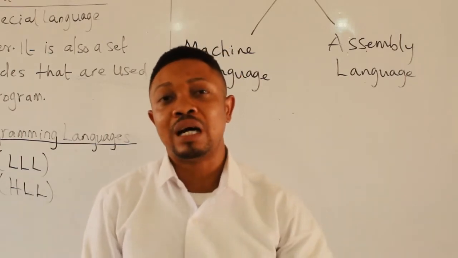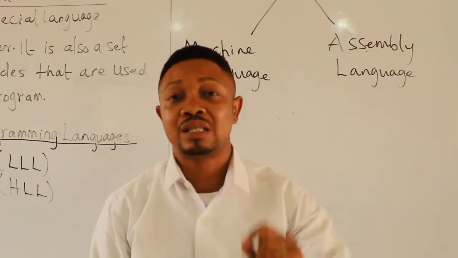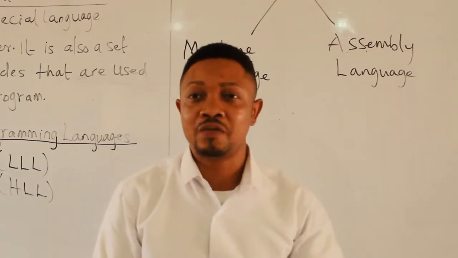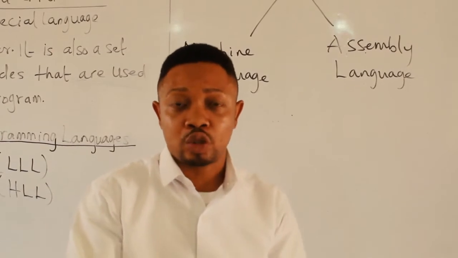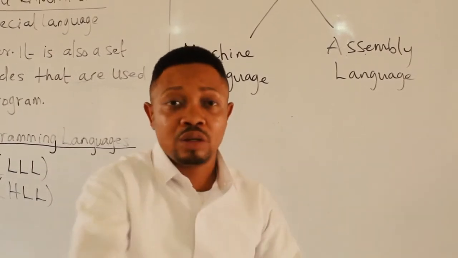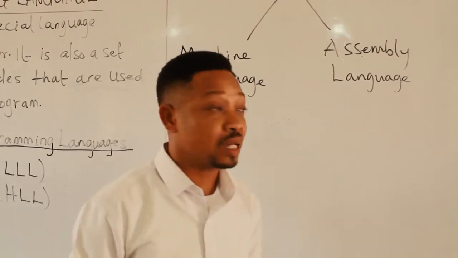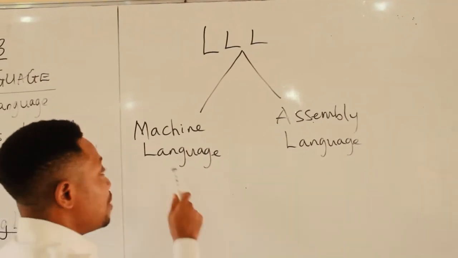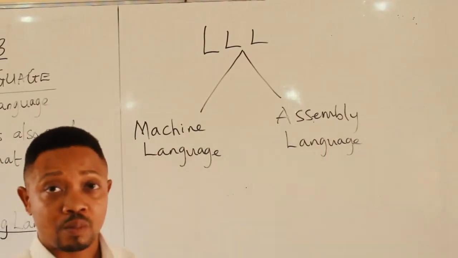Now, apart from that, it is also cumbersome. It is difficult, it is time consuming, and that is why today we have what we call the high-level language that is much closer to human understanding than to the machine language. We will get to that as part of what we'll look at today in this class. So the low-level language is categorized into the machine language and the assembly language.